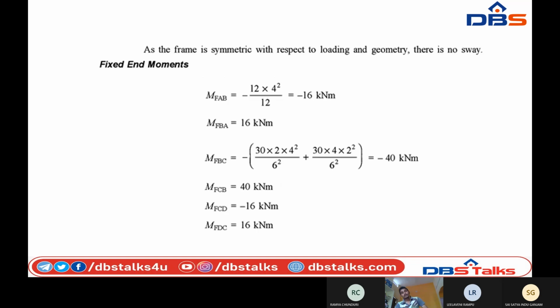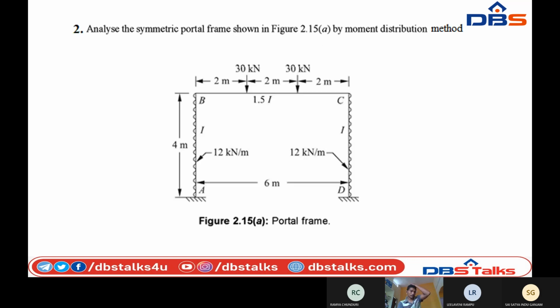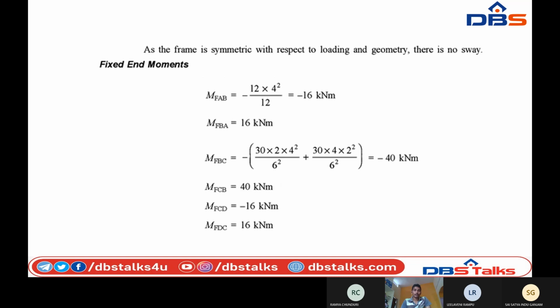First we find the fixed end moment MFAB. For UDL, the formula is minus WL square by 12. So minus 12 into 4 square by 12 equals minus 16 kN-m. MFBA equals 16 kN-m.